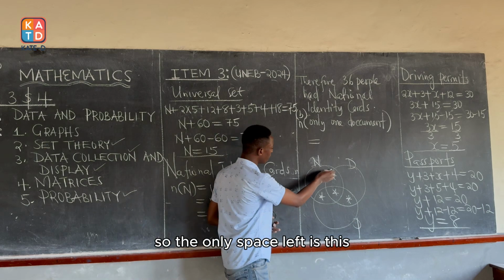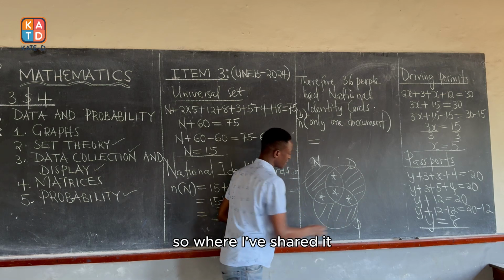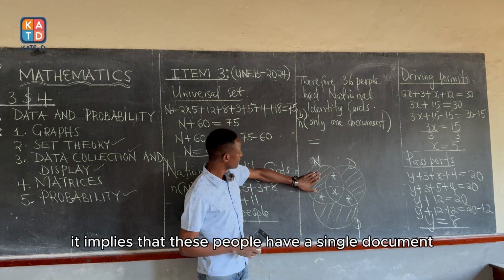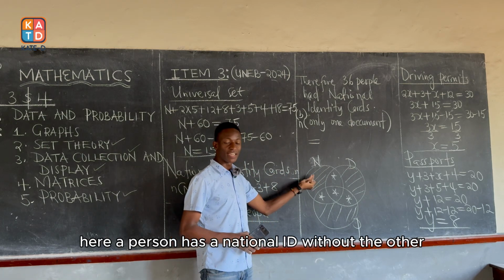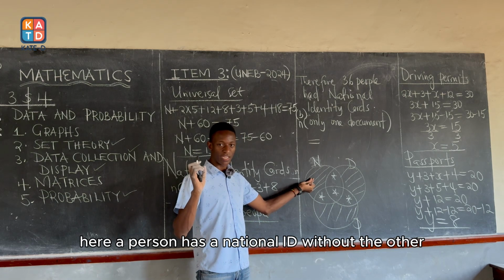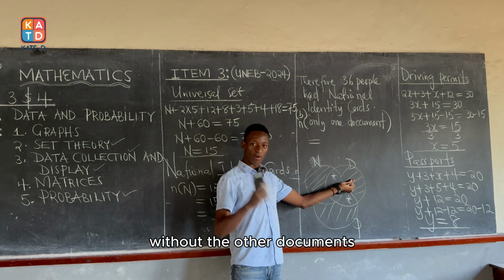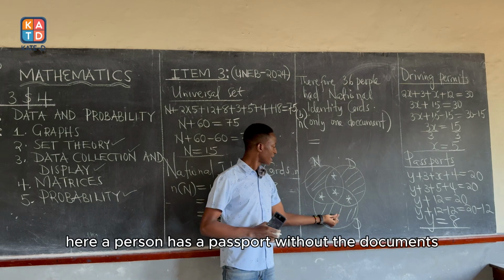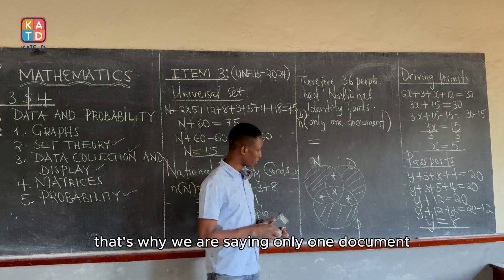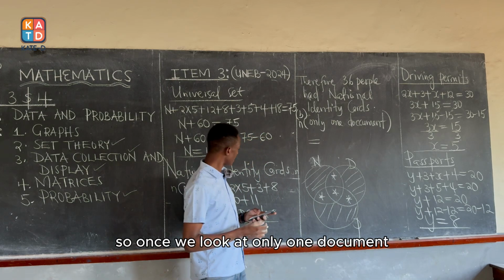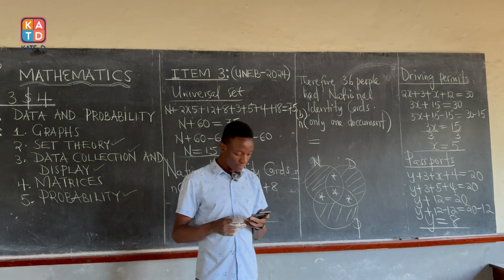So the only space left is this. This is only one document. Where I've shaded, it implies that these people have a single document. Here, a person has a national ID without the other documents. Here, a person has a driving permit without the other documents. Here, a person has a passport without the other documents. That's why we are saying only one document.